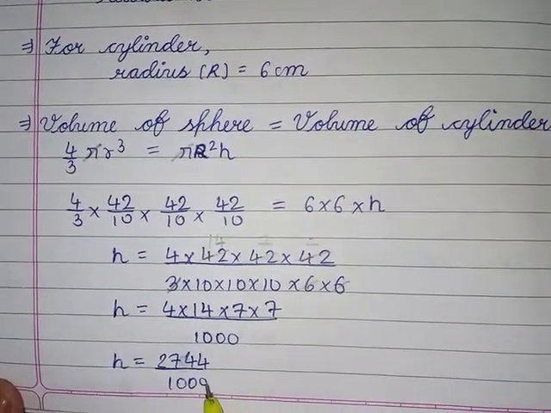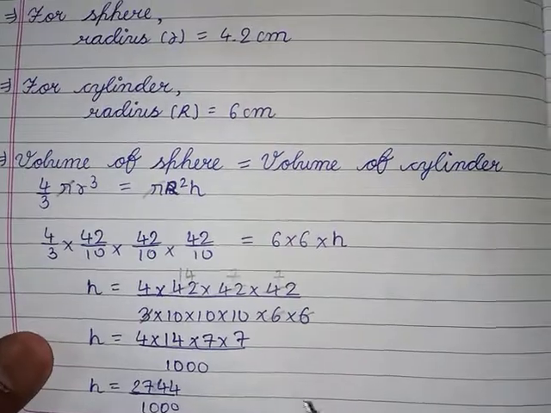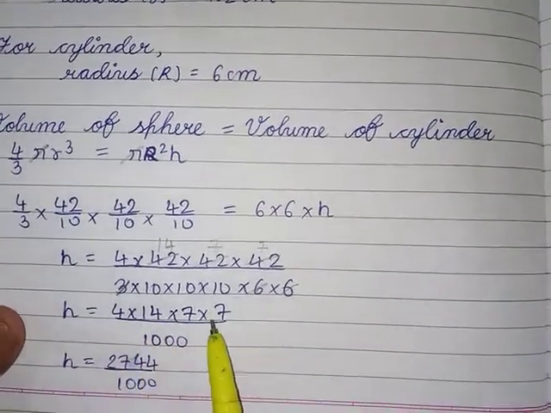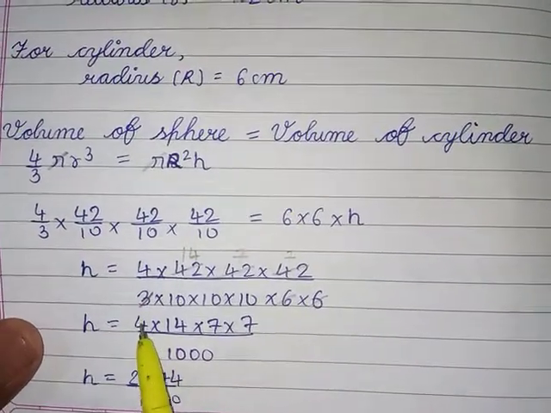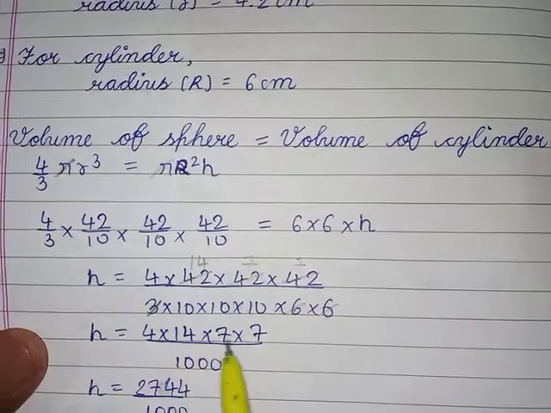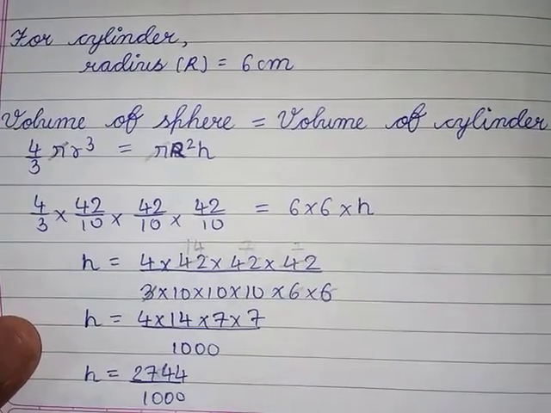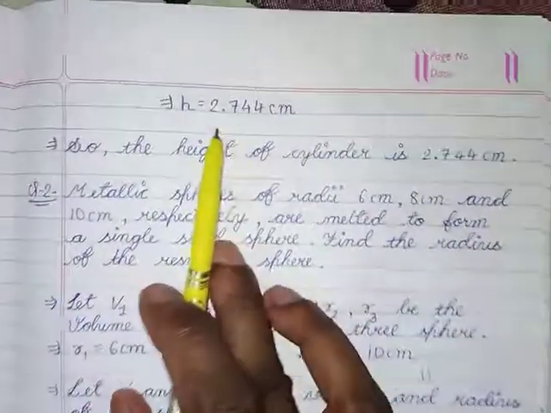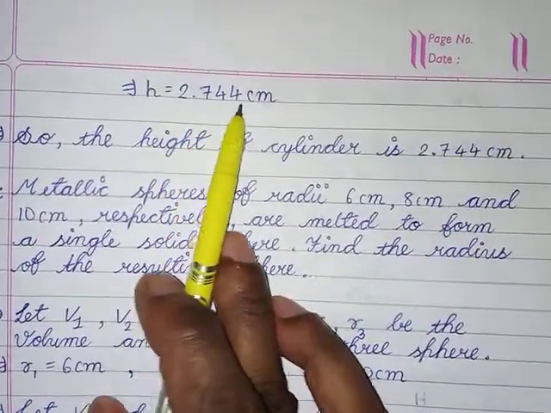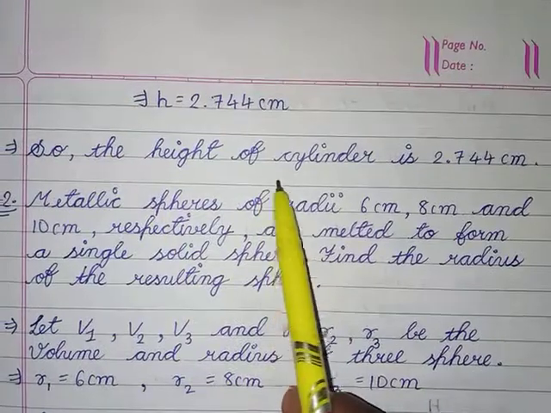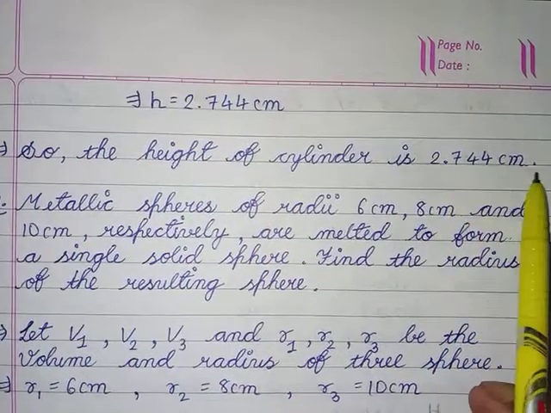22744 upon 1000. You can also get this straight away: 7 7s are 49, and 14 into 4 is 56. So 56 into 49 is 2744. Got it? Divided by 1000. So you'll get the value h is equal to 2.744 centimeter. So the height of the cylinder is 2.744 centimeter.